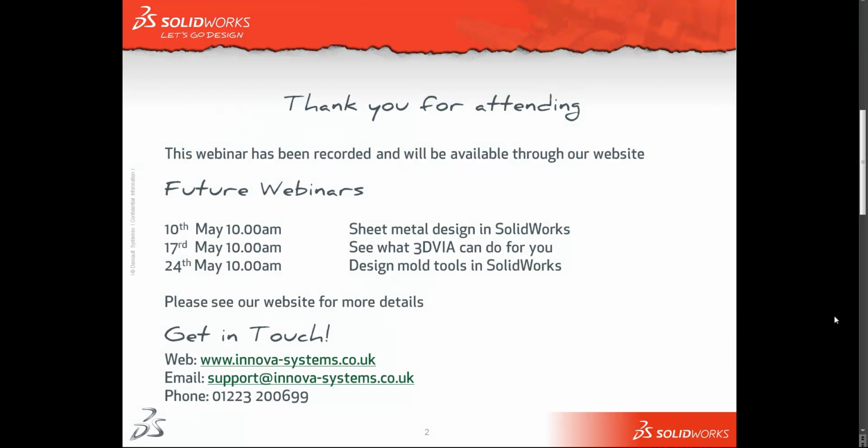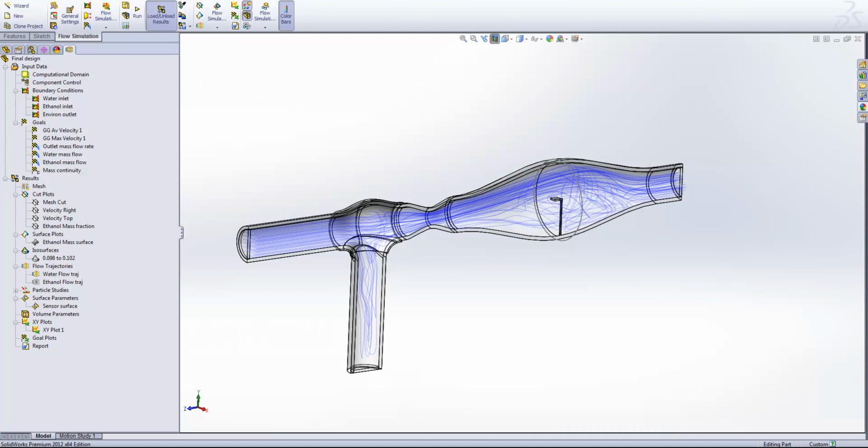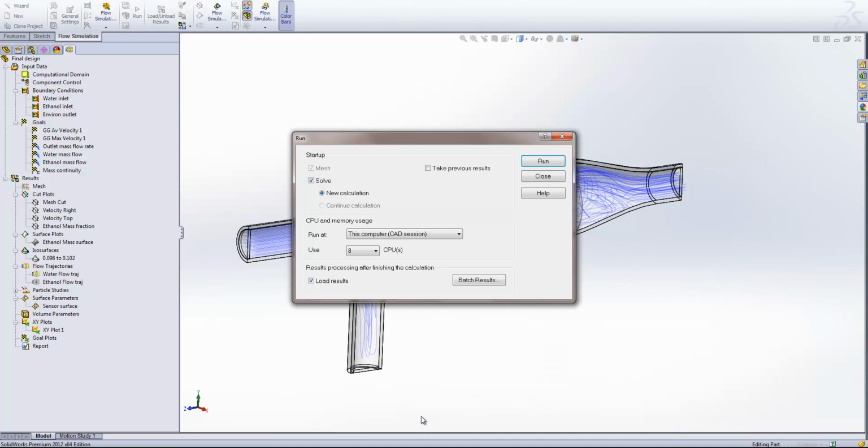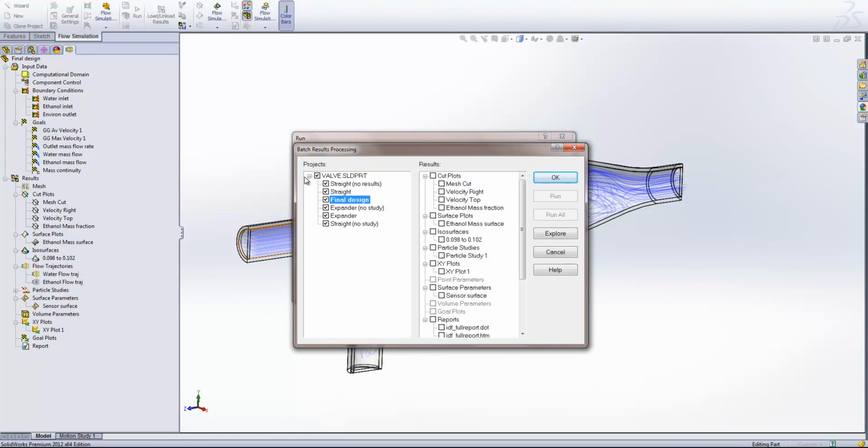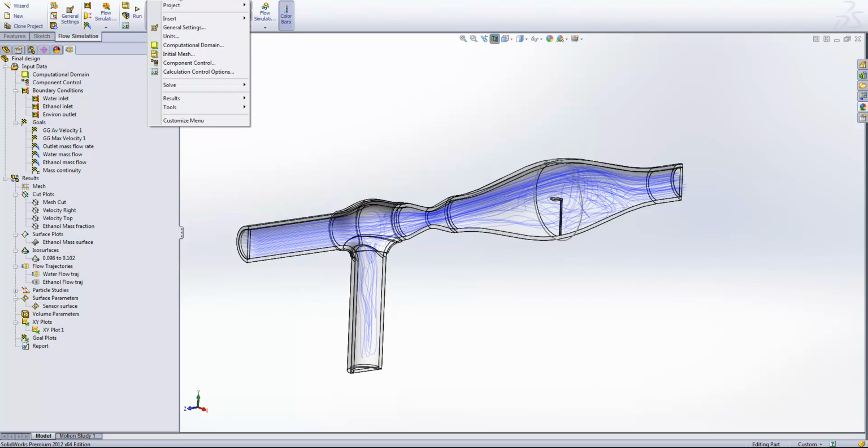What else have we got here? Simultaneous runs. Can you run more than one study at the same time? Again, the answer is yes, thankfully. When I go to click run, we do get this batch results option available to us, and this brings to our attention all of the studies that we've got available to us. So if I want to solve, I can solve that batch run, and what that will do is allow us to either run all of them simultaneously, so we can specify one CPU to each of the studies, or we can run them one after the other.